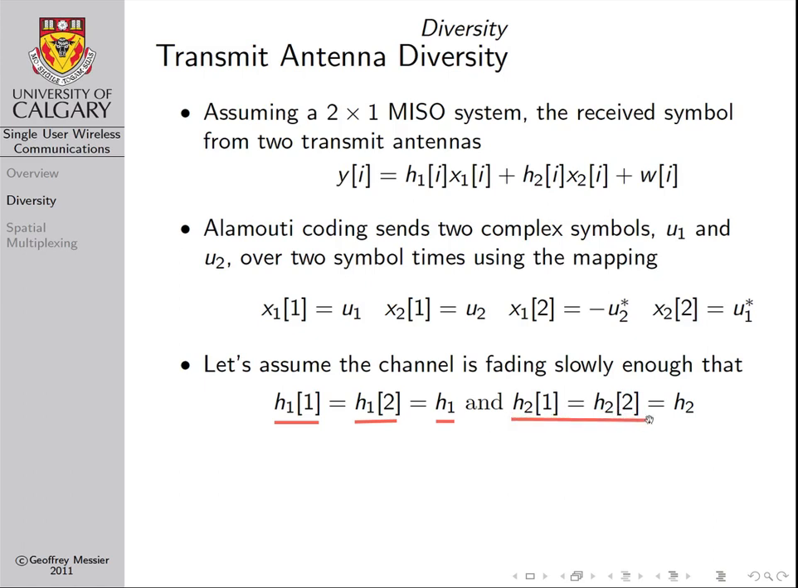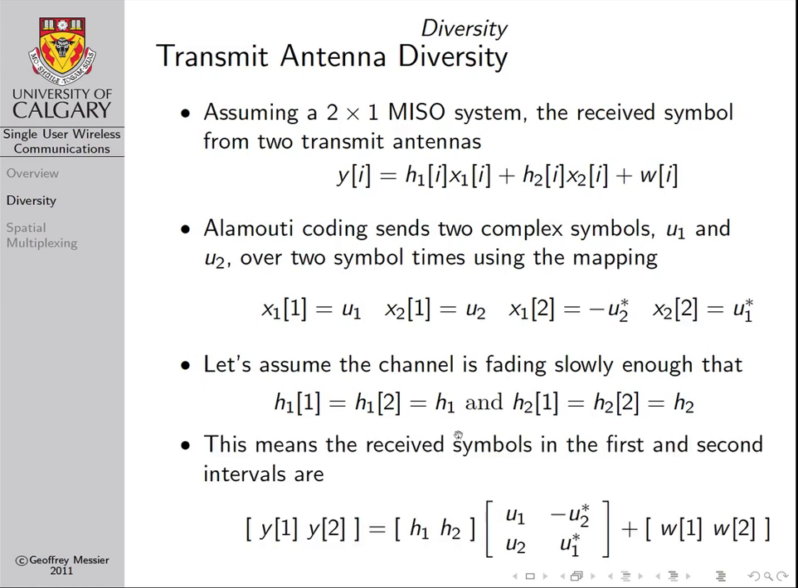And we make the same assumption over here for the second antenna. Is this realistic? Well, we know that it is, right? Because channel coherence times are typically tens or hundreds of milliseconds. Symbol times are typically tens or hundreds of nanoseconds. And so this is a very good assumption for modern communication systems.